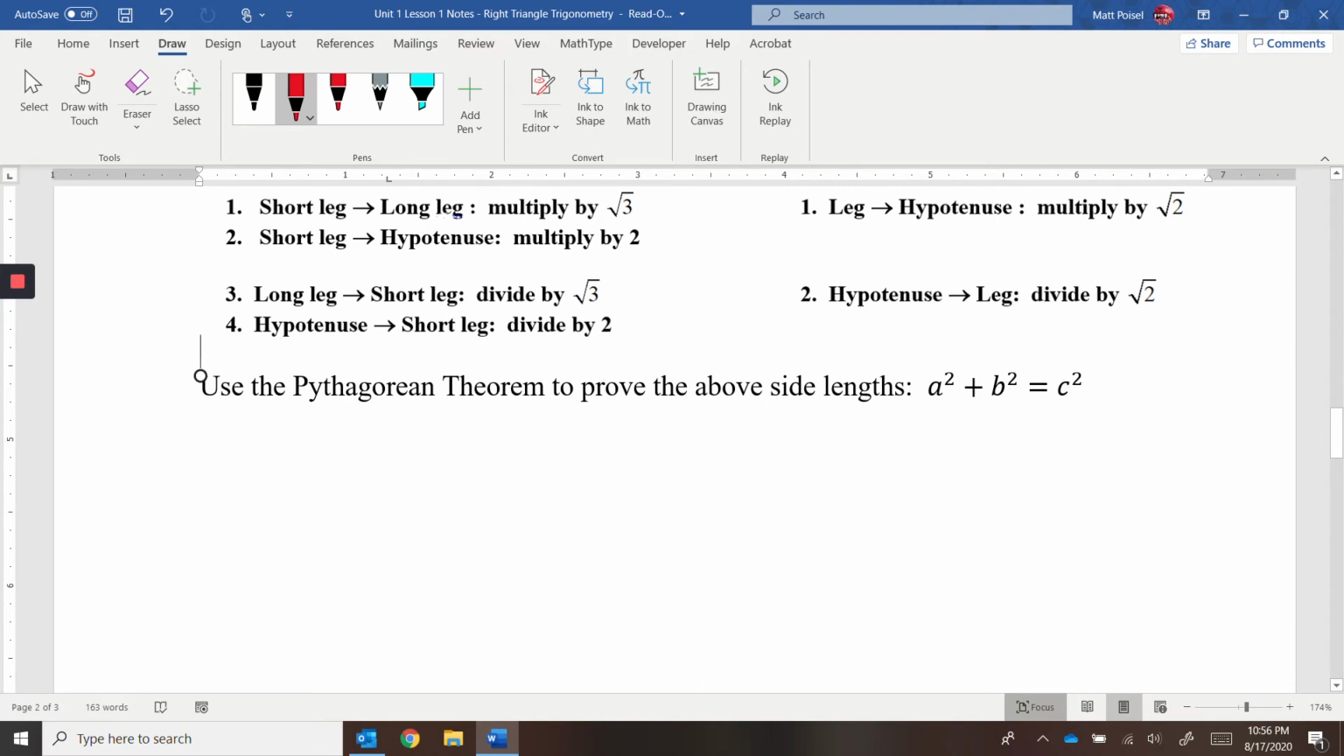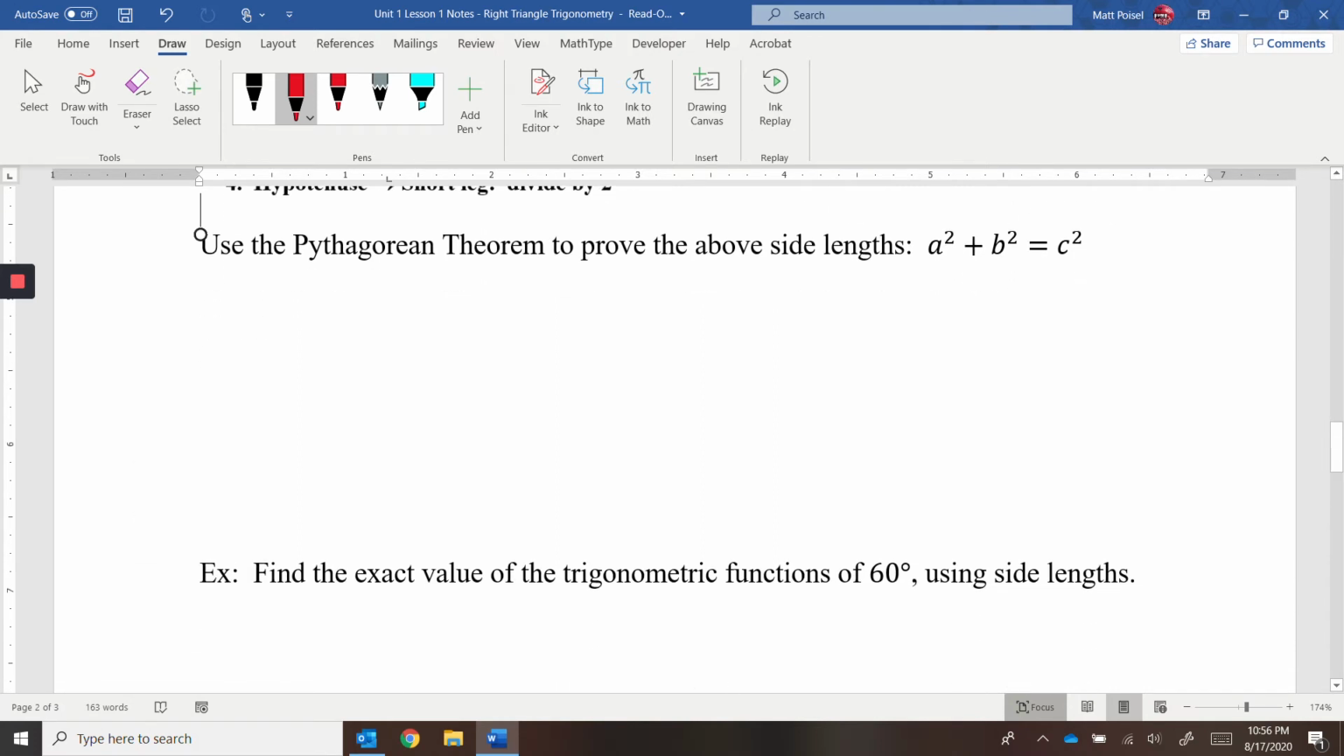All right. This middle part of the notes, go ahead and leave that blank. We'll do that in class together. I kind of want to start talking about identities and proving things together.